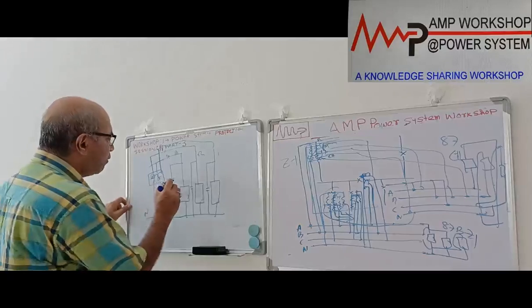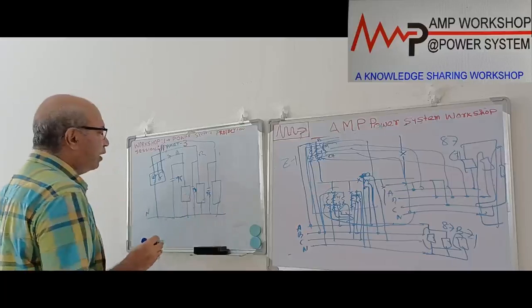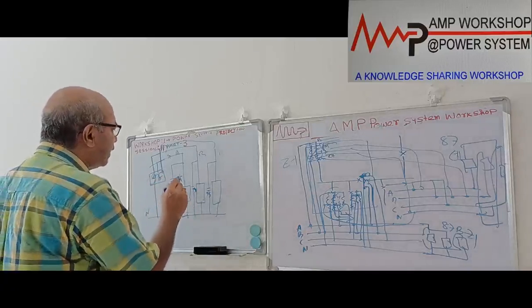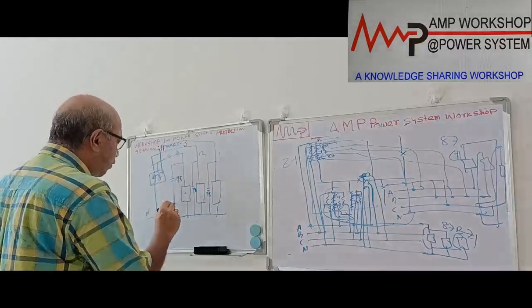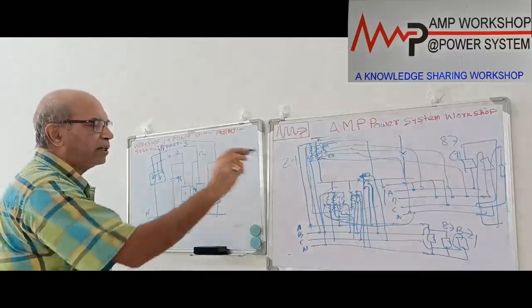And if this relay contact is connected over here, this is the relay contact 95, then what will happen? The moment the relay operates, immediately this relay will bypass, immediately CT supply will be coming through this to the neutral. It will be bypassed through this, so the relay will not be responding to this.